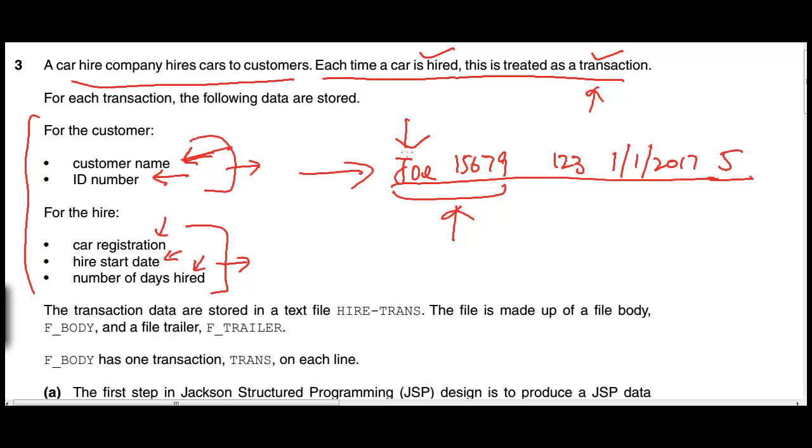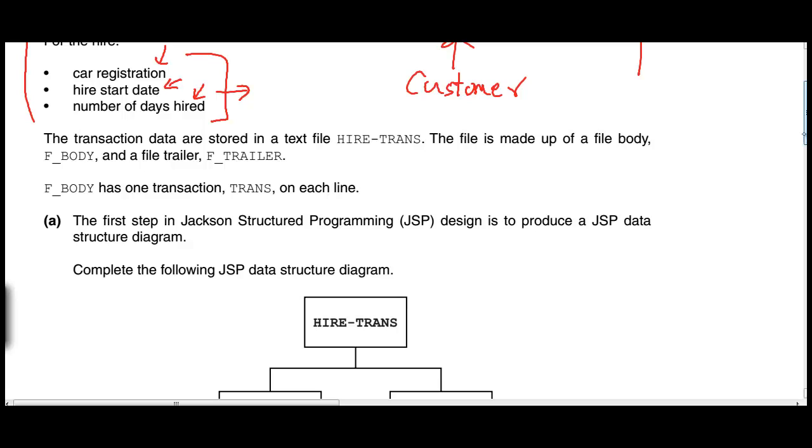This is the customer name, this is the ID number, so this is the data related to the customer. This is our sample data related to the customer, and when a car gets hired, this is the hiring information in the transaction. So the car registration number, which is 123, the date on which the car was hired, and the number of days for which this car was hired. All of this is basically a single transaction, and the transaction data is stored in a text file called hire trans.